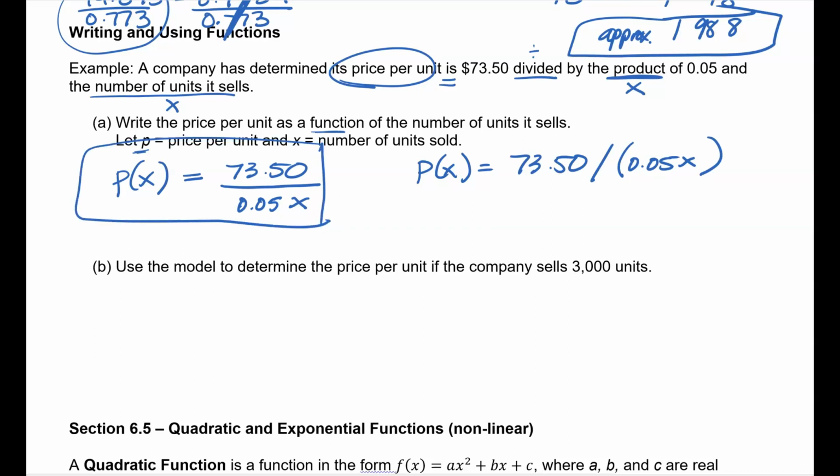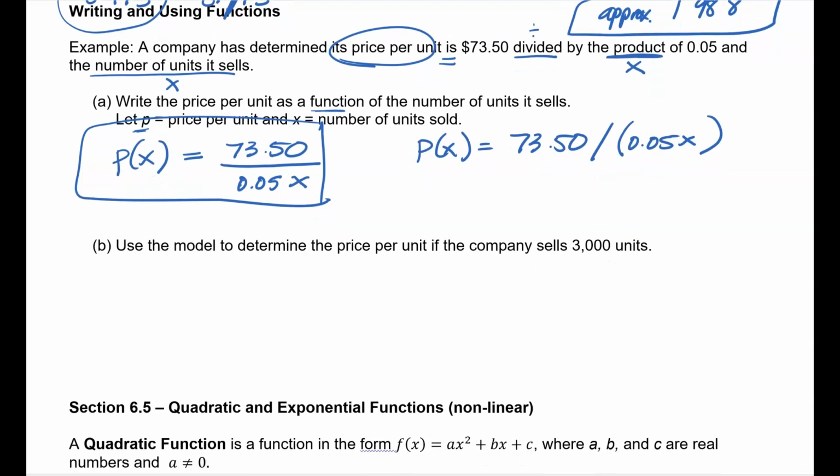And then part B says use the model, which just means the equation you just made, to determine the price per unit if the company sells 3,000 units. So go back to where it says what's x and what's y to figure out, well, units, is that x or y? The number of units sold is x. So it's basically saying find P if x is 3,000. So it's telling you to plug 3,000 in for x.